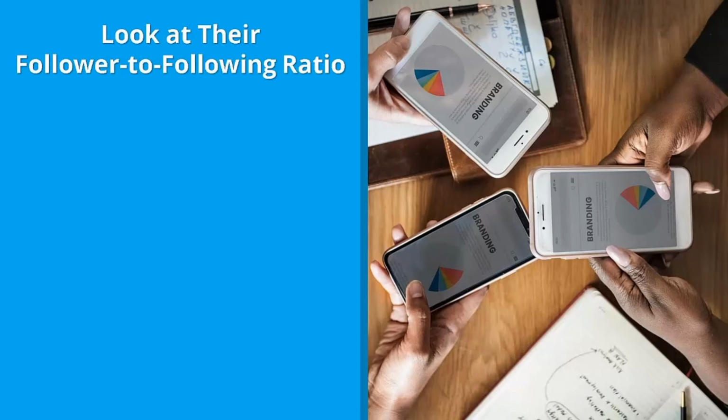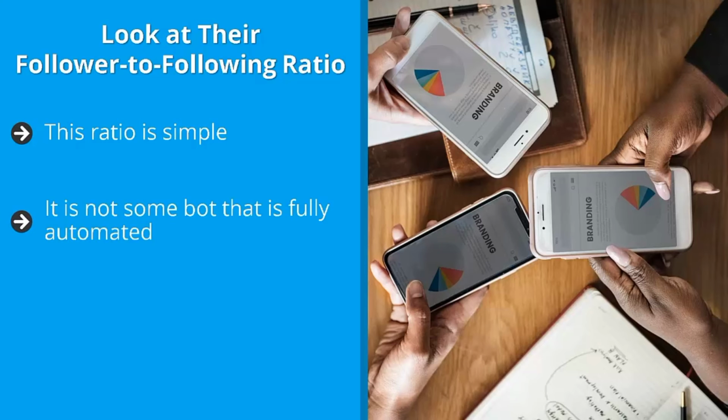Look at their follower-to-following ratio. This ratio is simple. Look at the number of people this person follows and look at the number of people following this person. If this person's followers greatly outnumber the accounts this person is following, chances are this is a real account. It is not some bot that is fully automated. Instead, this person actually has influence because for how many people he or she is following, he is followed by hundreds, if not thousands of more people.